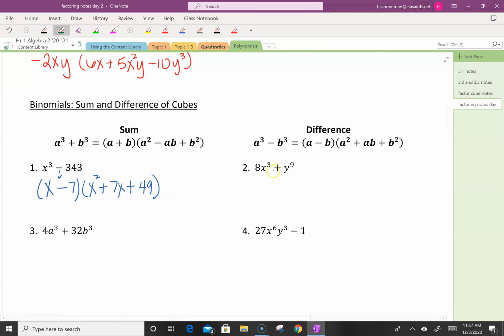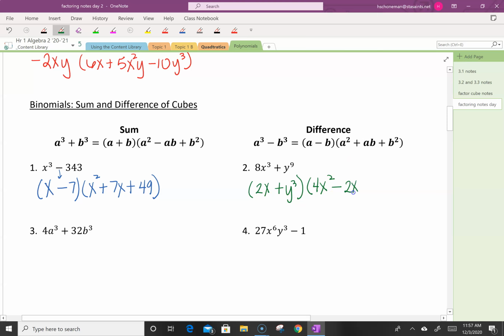Number 2. Is 8 on my list? Yes. And I can take the cube root of x cubed and y to the 9th because they're divisible by 3. So the cube root of 8 is 2. Cube root of x cubed is x, plus, because these have to match. Cube root of y to the 9th, 9 divided by 3 is 3. Square the 2x, and I get 4x squared. Minus, because these two have to be opposite.